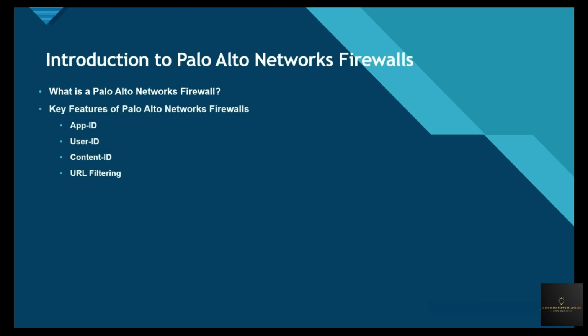Let's also discuss the key features of Palo Alto Networks firewalls. As you can see on screen, these are App-ID, User-ID, Content-ID, and URL filtering. We'll discuss briefly each one of them one by one. So let's start with the App-ID, which is also called the Application ID.